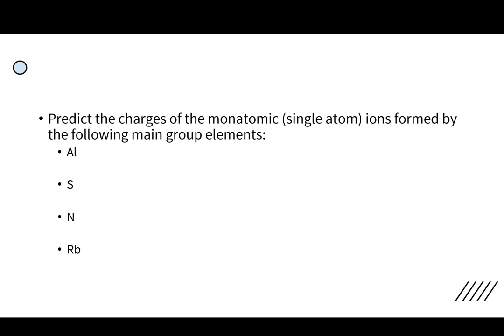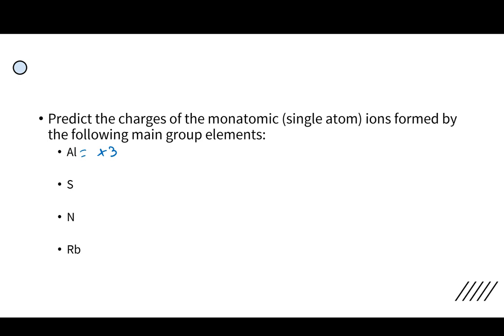So if I am trying to predict the charges of these ions, what I would do, so I find aluminum. Aluminum is atomic number 13. If we look at the noble gases that are kind of near aluminum, there's neon with atomic number 10, and there's argon with atomic number 18. Well, 13 is closer to 10, right? So what aluminum's going to do is form an ion that has the same amount of electrons as neon. To do that, it would have to lose 3 electrons, and so aluminum will form a positive 3 ion.